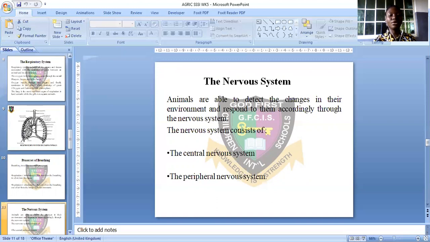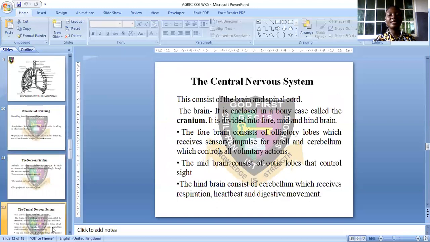Now, let's discuss the central nervous system. The central nervous system further consists of the brain and the spinal cord. Now, let's discuss the brain. The brain is enclosed in a bony case called the cranium. That is, the cranium protects the brain.